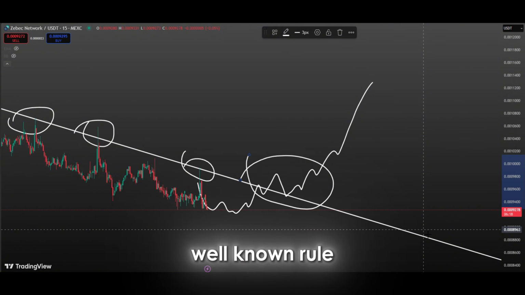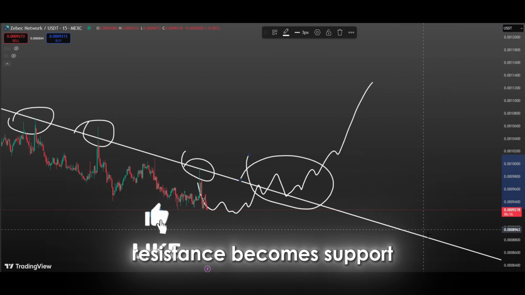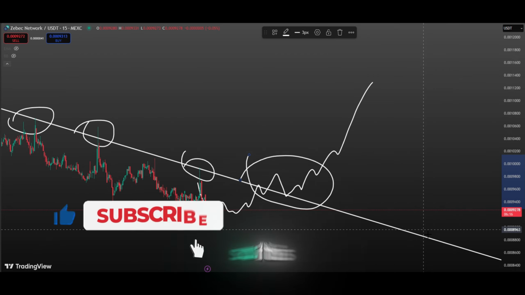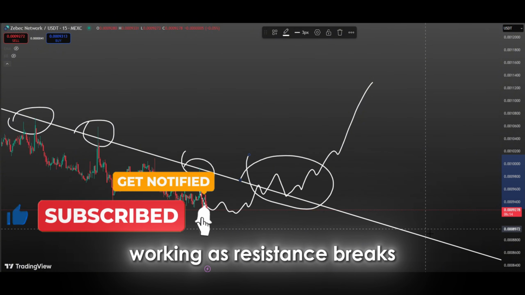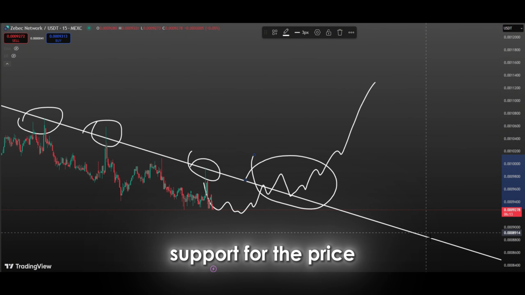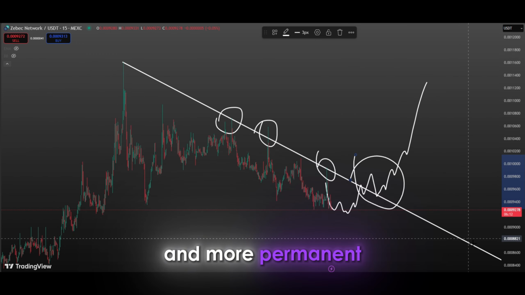After a trend breakout, it is possible to see the price quickly move towards the upper resistance zones, because there is a well-known rule in technical analysis. When resistance breaks, resistance becomes support. So if this falling trend line, which is currently working as resistance, breaks, it could act as a strong support for the price going forward. This would make bullish movements even healthier and more permanent.